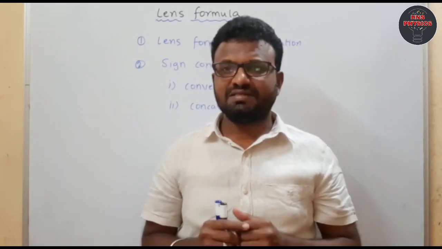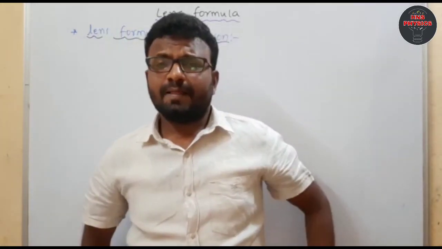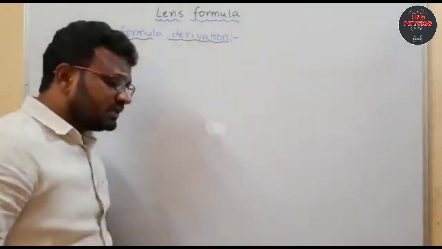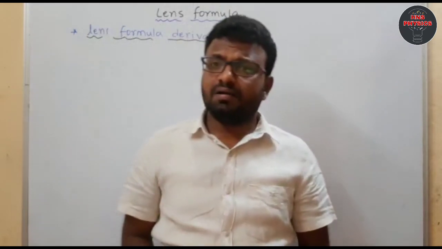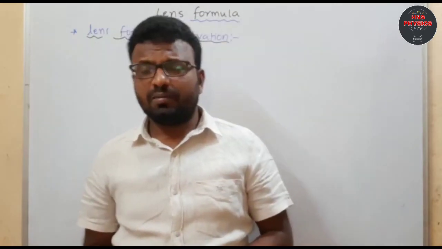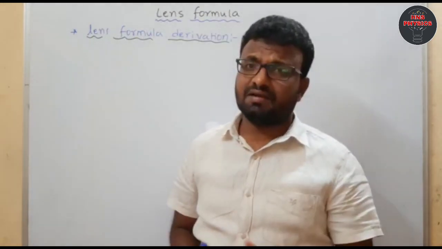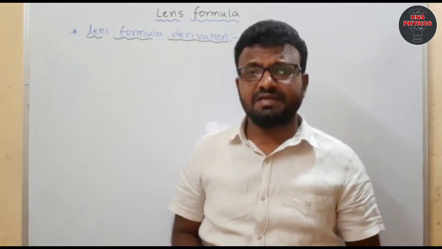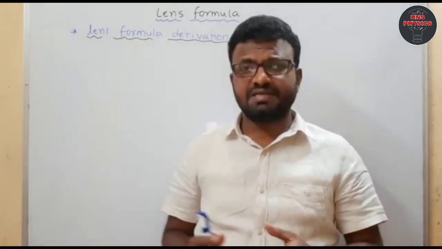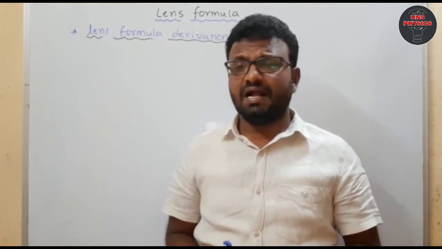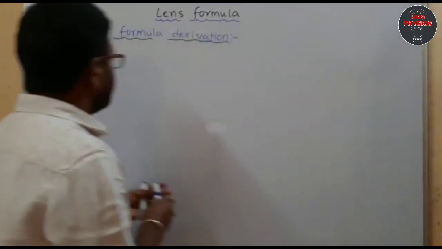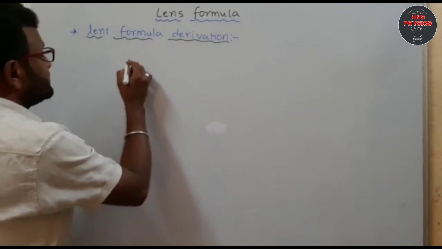Right, so let's start. First we have to see the lens formula derivation. The lens formula is the relation between the image distance, object distance and focal length of the lens. Once again listen to my definition. The lens formula gives the relation between the image distance, object distance and focal length. See here the definition of lens formula.